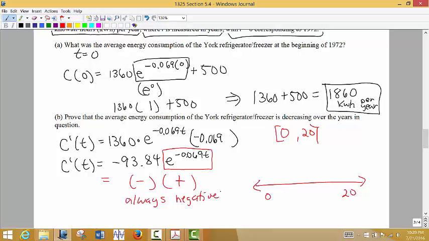we know? Well, if the derivative is negative, that tells us that the slope is negative, so it tells us that we are decreasing. And this would be true for any value that you would pick for t, so it doesn't matter what point in the number line that you would pick, the function is always decreasing for any t value. So it's decreasing for the entire function. So we have just proven here that the average energy consumption is decreasing from t equals 0 to t equals 20, so it's decreasing from 1972 to 1992.